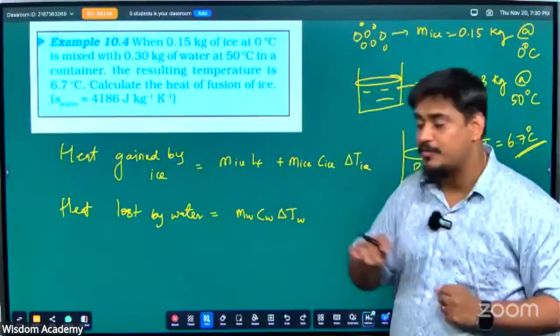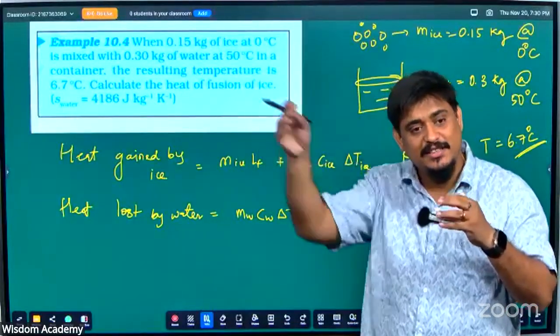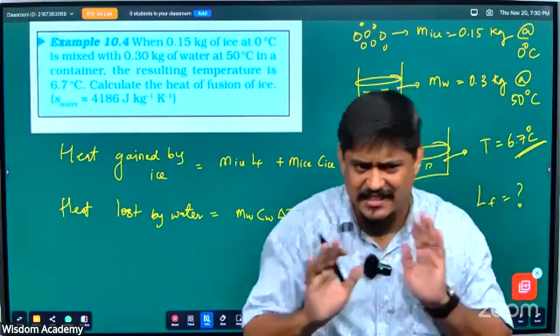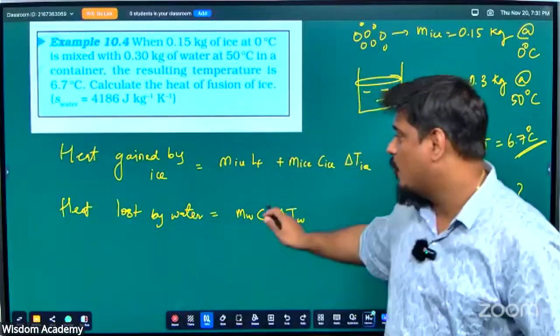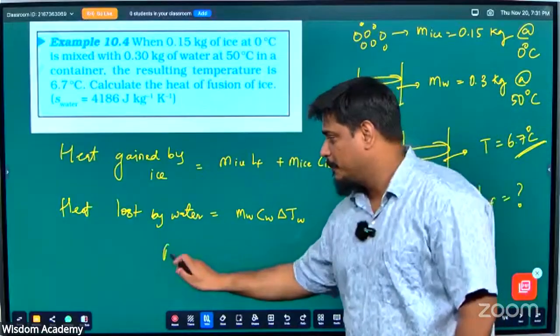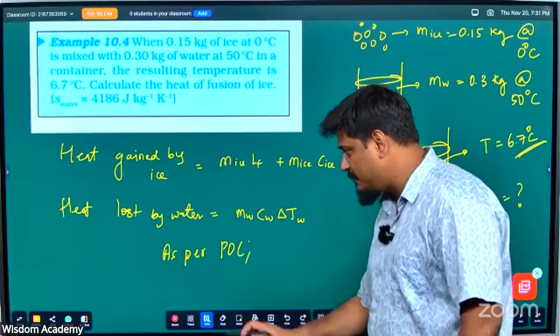How much did it lose by the water? Water was at 50 degree. It came to 6.7 degree. So what changed? Temperature alone changed. Does the state change here? No. So mc delta T will help you to find how much heat is lost by the water. Is it clear? So as per the principle of calorimetry, these two will be the same.